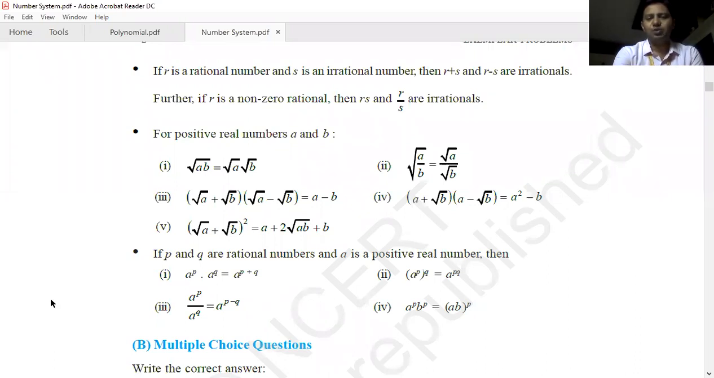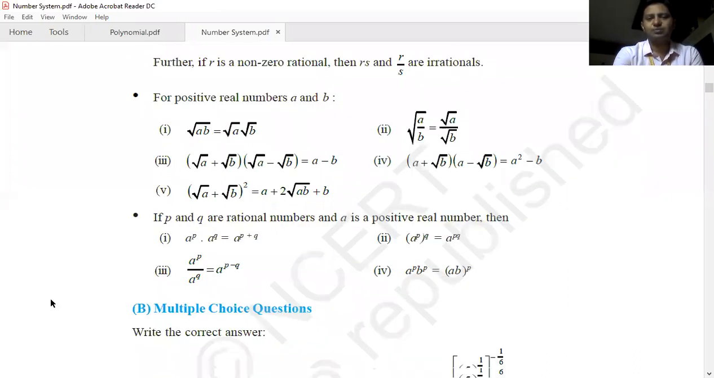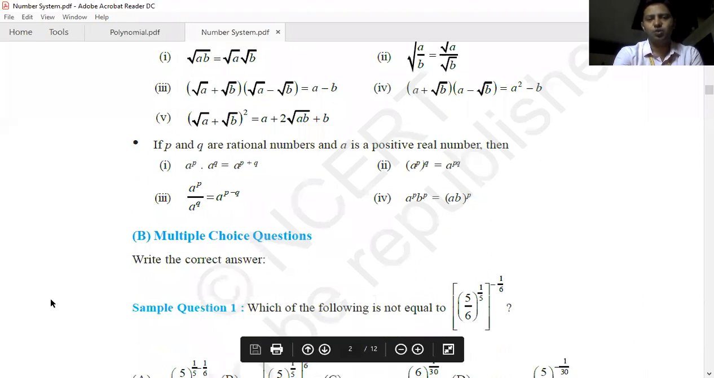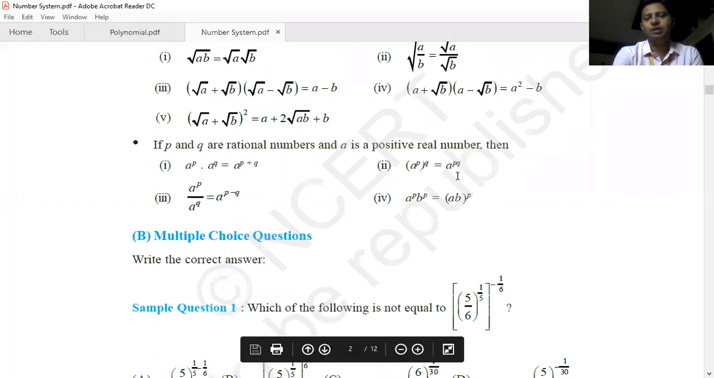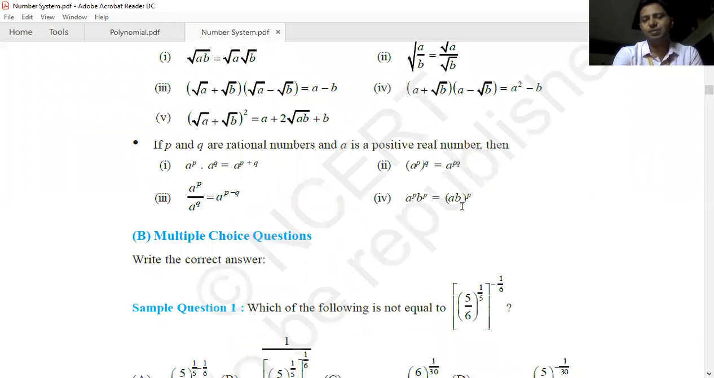Then we have exponents, so the laws of exponents: a^p into a^q is equal to a^(p plus q), that is, the base is the same, the powers are added. In case of division, the powers are subtracted. Power of power is multiplication of powers. If the powers are the same and the base is different, we multiply the bases and keep the same power.